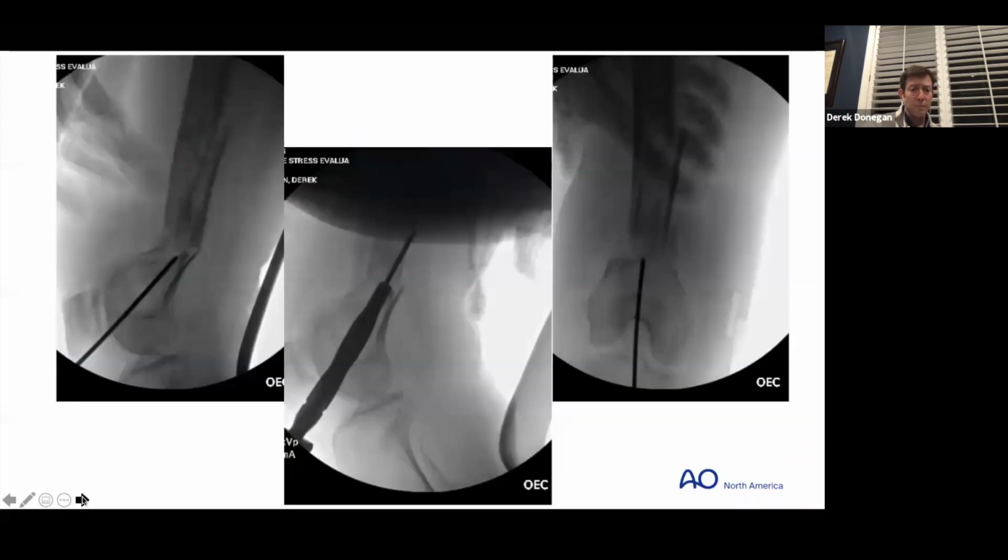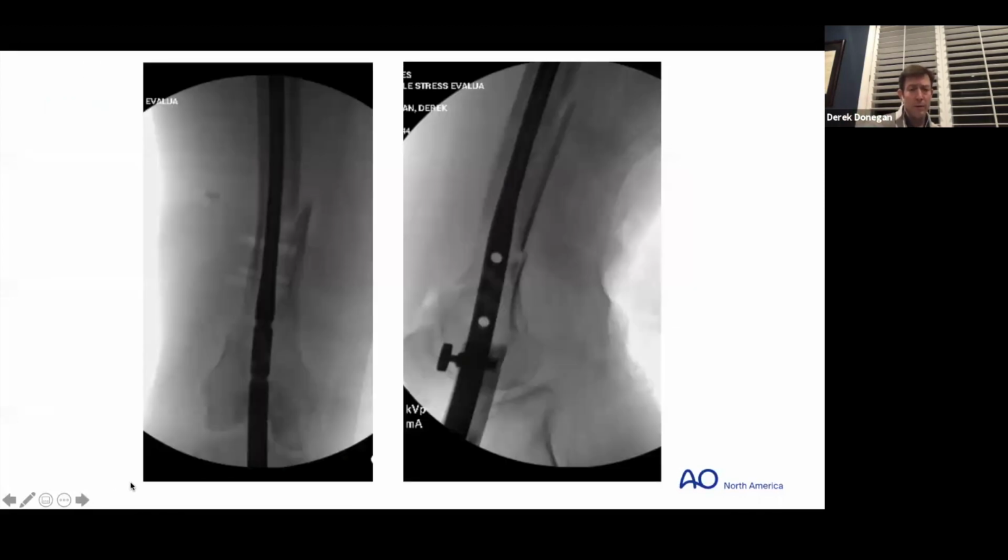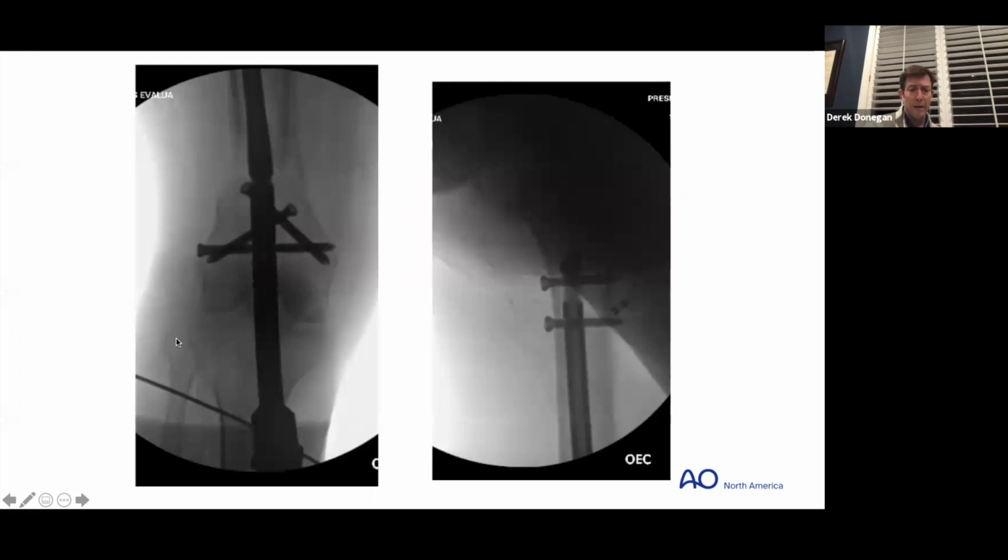Once you have your starting point, open it up, and get your provisional reduction with your nail. There is still going to be flexibility around this, and then you get your locking fixation. In this case specifically, I put all three of these distal interlockings in, and then when I decided to nail plate it, I took this lateral medial interlocking screw out, and I'll show you why in a second.